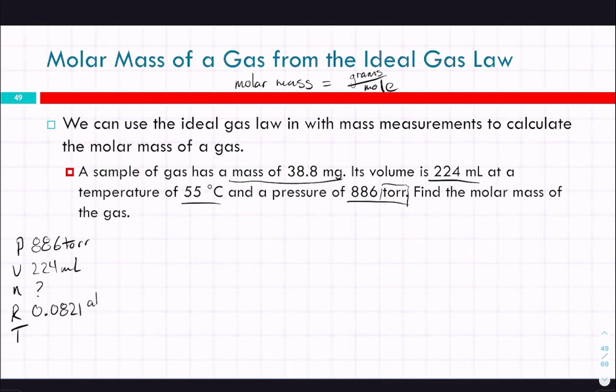R is still going to be 0.0821 atmosphere liter per mole Kelvin. And our temperature is going to be 55 degrees C.